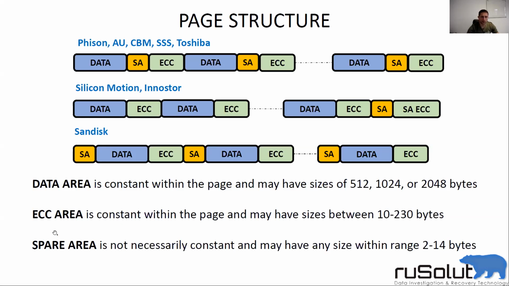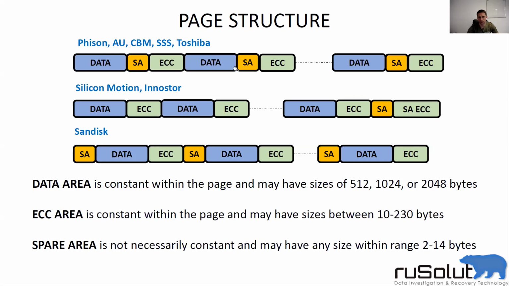And the last thing here is the spare area, or service area. It may also have different sizes, and sometimes it may even have different sizes within one page. That's very typical for Phison controllers. The first service area may be bigger, the next service areas may be smaller. Sometimes the next service areas may not exist at all.